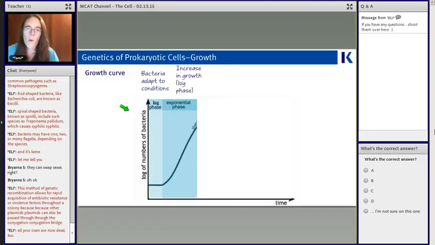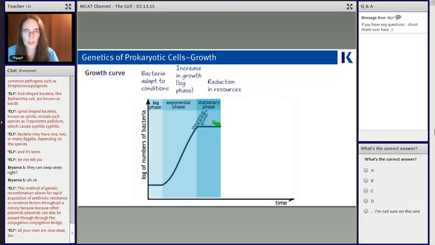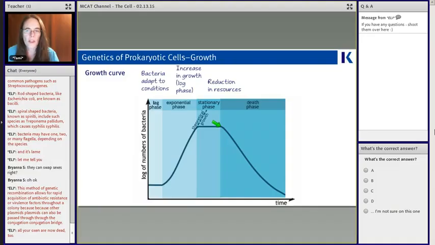At some point, however, once we get past this log phase, we're going to start to get that stationary phase. In that stationary phase, they're no longer growing because in reality, they have used up their resources. Okay, so we're reducing those resources. If we continue to reduce those resources, we don't give them any more, they're going to go into a death phase, which is their final phase.